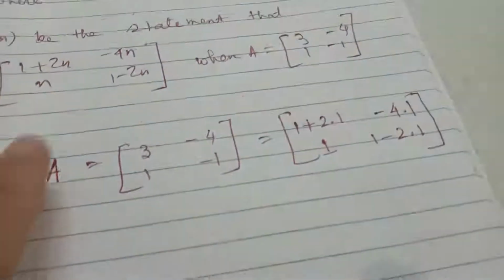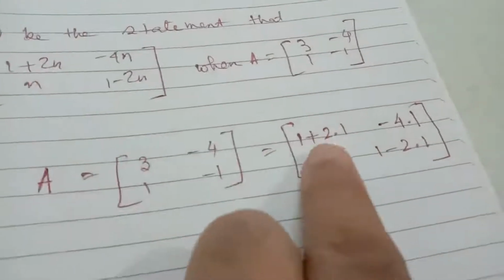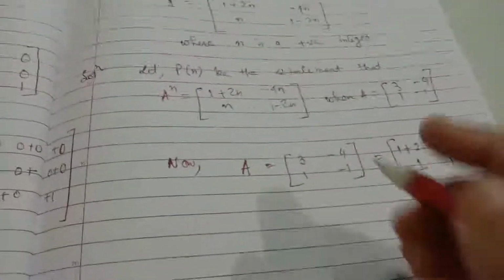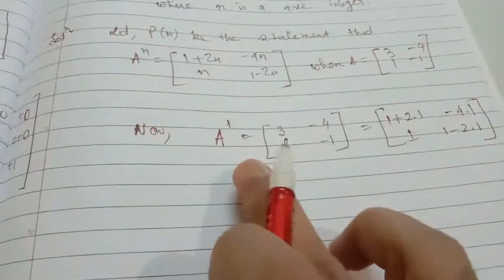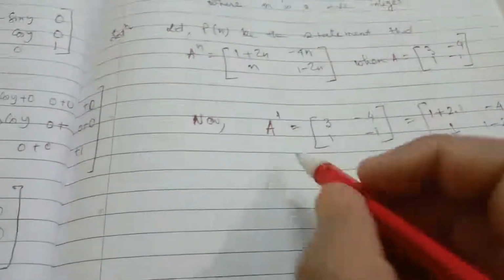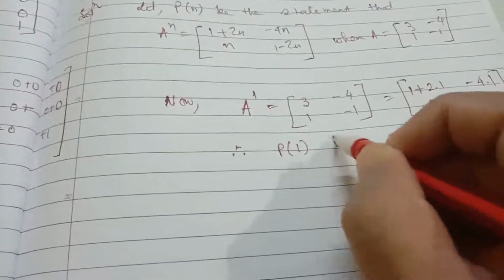So A to the power 1 can be written in this form: 1 plus 2 into 1, minus of 4 into 1. So A to the power 1, or A, equal to this, given A equal to this, can be written in this form. So the given statement is true for n equal to 1, therefore P1 is true.